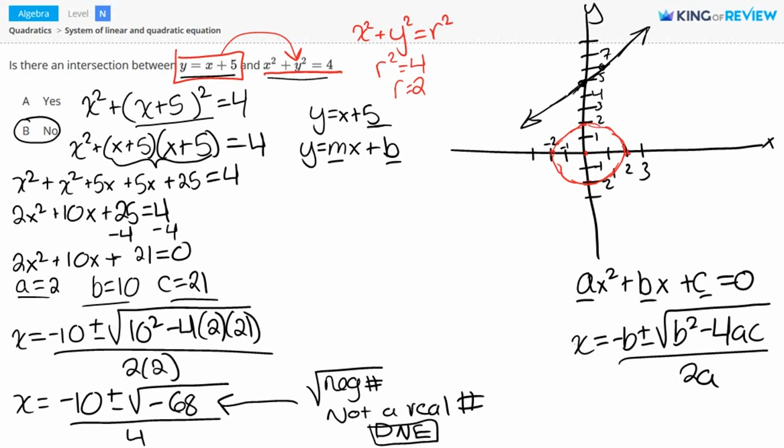So there are multiple ways to solve this problem. You can choose algebraically or by graphing.